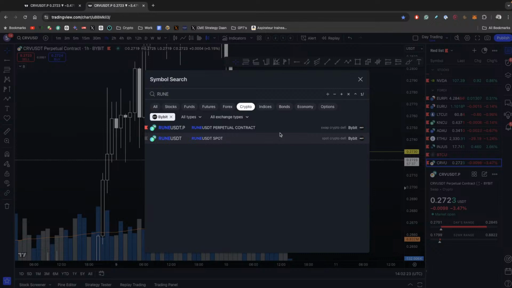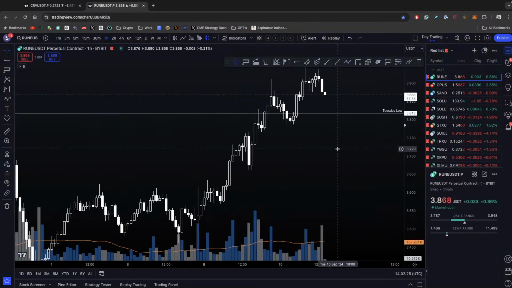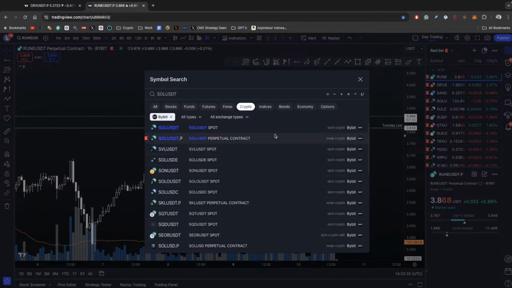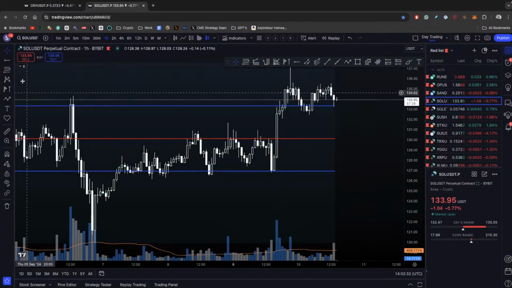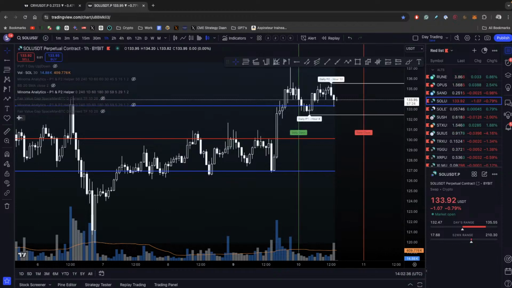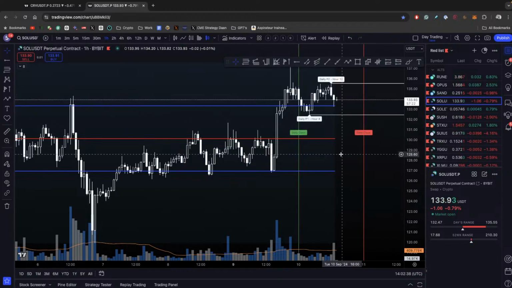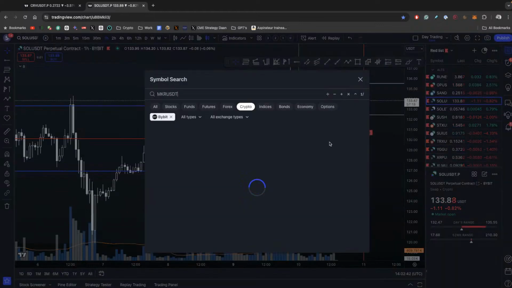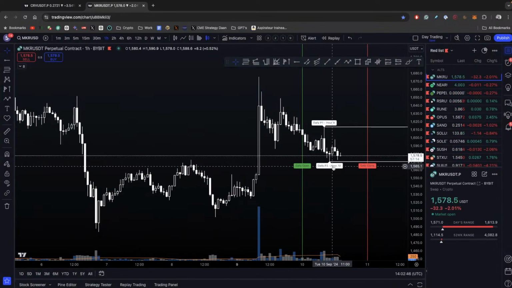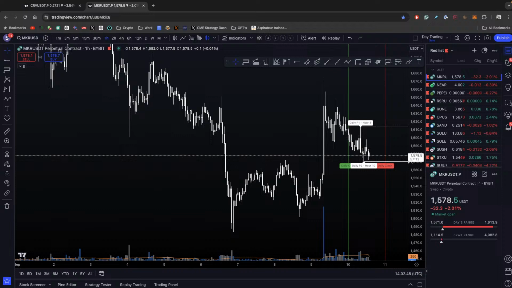So far, still hovering here. Rune going down. This was that reversal trade we're looking at. Sol was also that reversal trade we were looking at. Chilling right there. And then there was Maker, where we also sat down because this is a shitty pivot. All right.